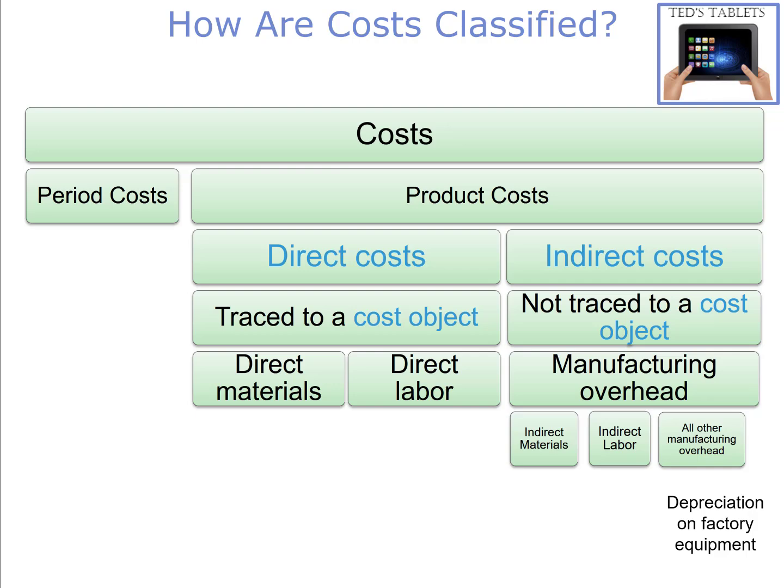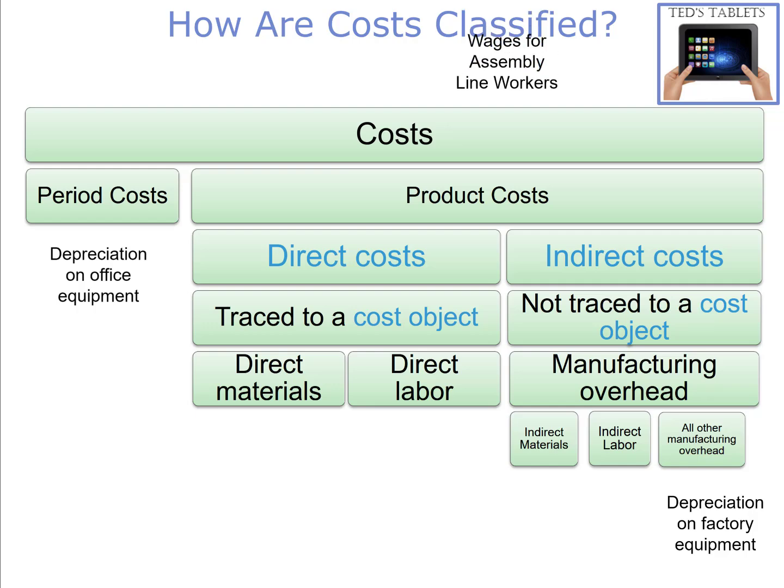Now, if we just change one word and it was instead depreciation on office equipment, then things change. The office equipment, like a copier, does not help manufacture tablets, so this cost is simply a period cost, which means it's expensed in the year that the depreciation occurred.